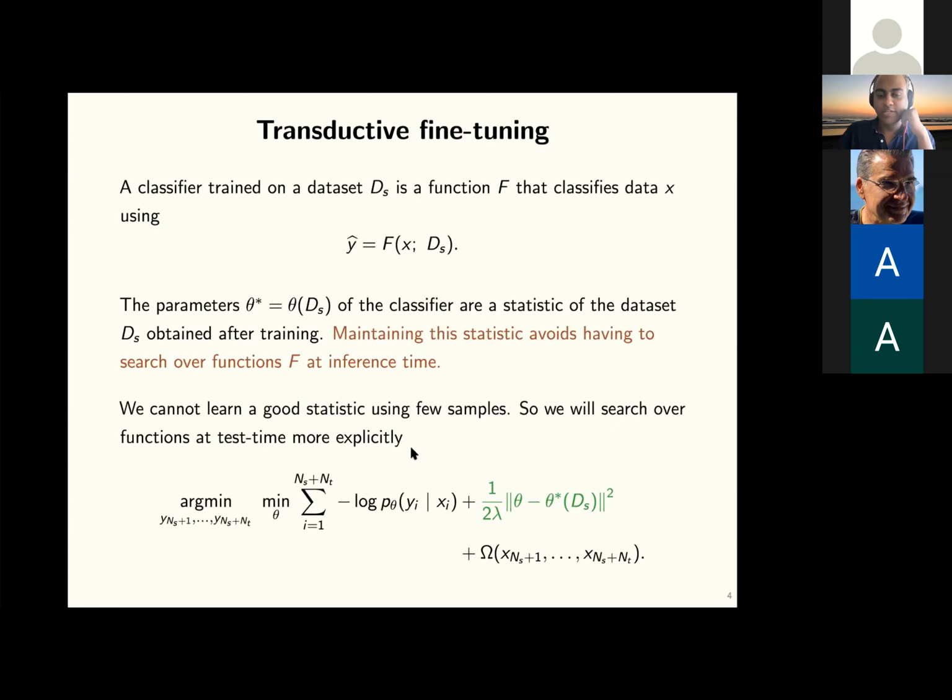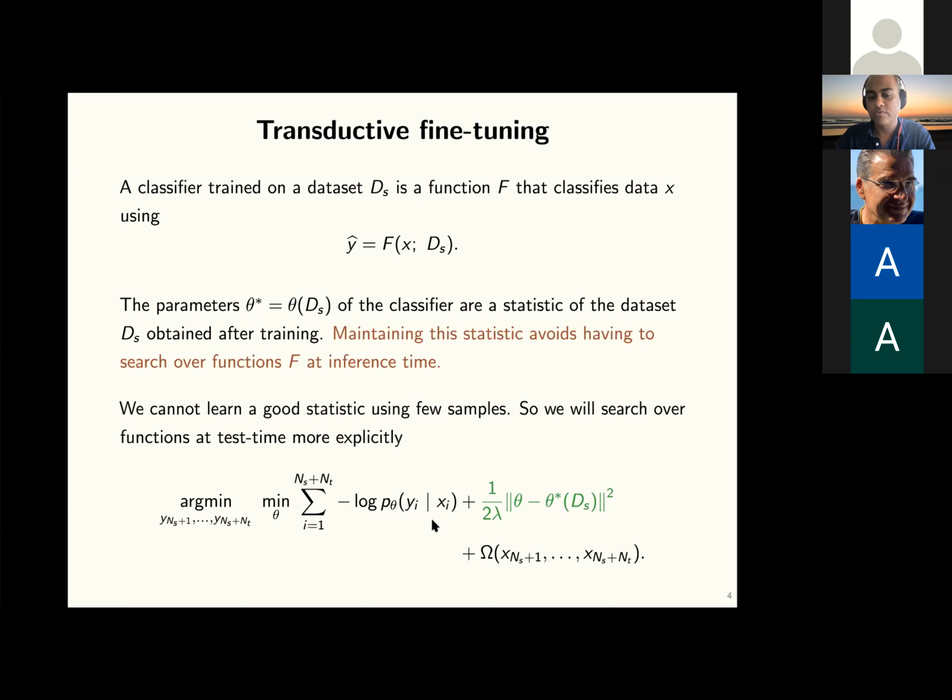Here is one thing you can do. This idea goes under the banner of transductive inference, and what I've written here is a loss function for what I'll call transductive fine-tuning. Let me try to parse this. Instead of trying to learn a good statistic from the training set, which is hard to do because of limited data, we are going to search over the set of functions a little more explicitly at inference time. This is exactly the textbook definition of transductive inference.